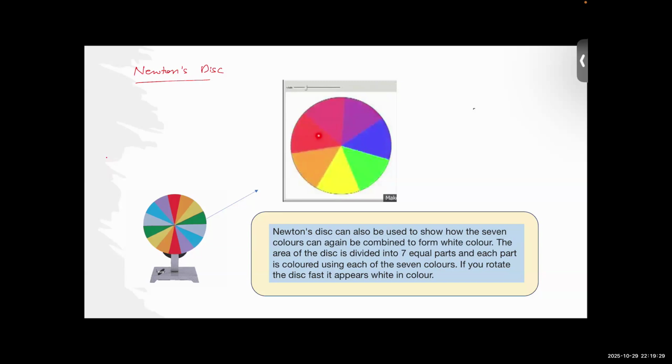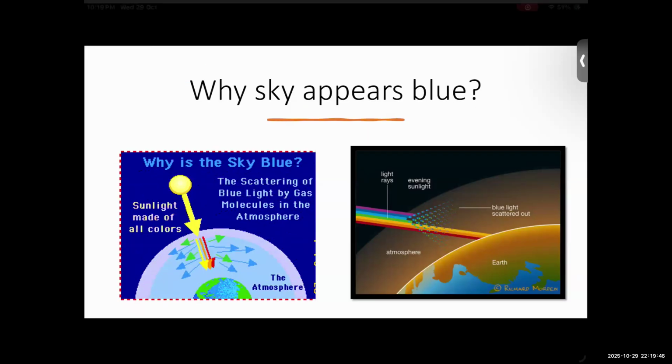So you guys look into this animation. After a while, when it starts to rotate very fast, white light appears. Right now, it changes into white light. You guys can clearly see this, right? So when it is rotated fast, it appears white in color.